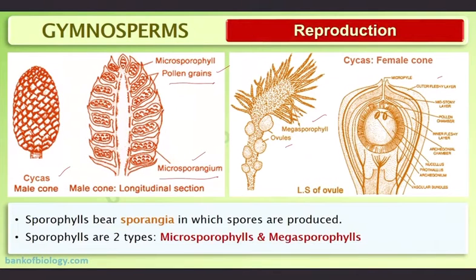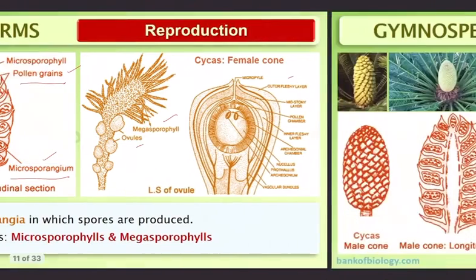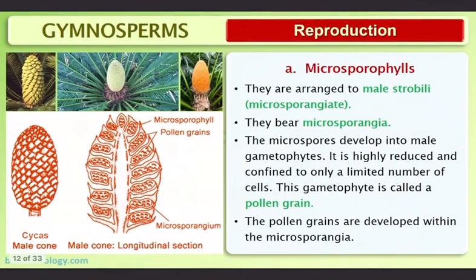So first, the sporophyll is nothing but a group of leaves, and the sporophylls will bear sporangia, and the sporangial cell will undergo meiosis and form spores. The sporophylls are of two types, as we said, microsporophyll and megasporophyll, small and big. The microsporophylls are arranged into male strobili, that is microsporangiate. They bear microsporangia. So microspores develop into male gametophytes.